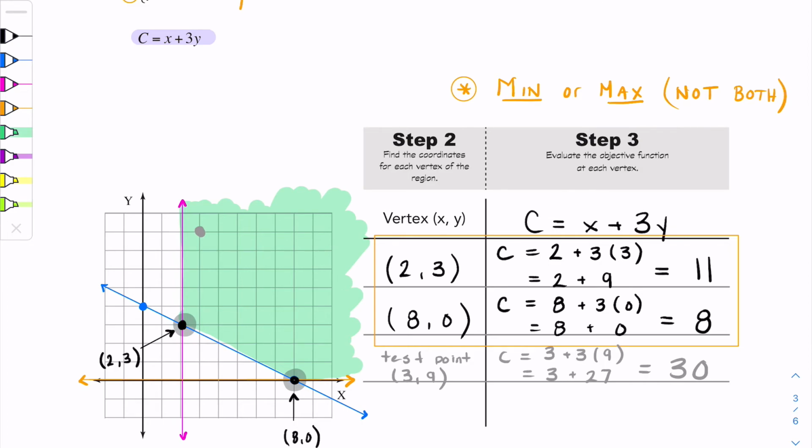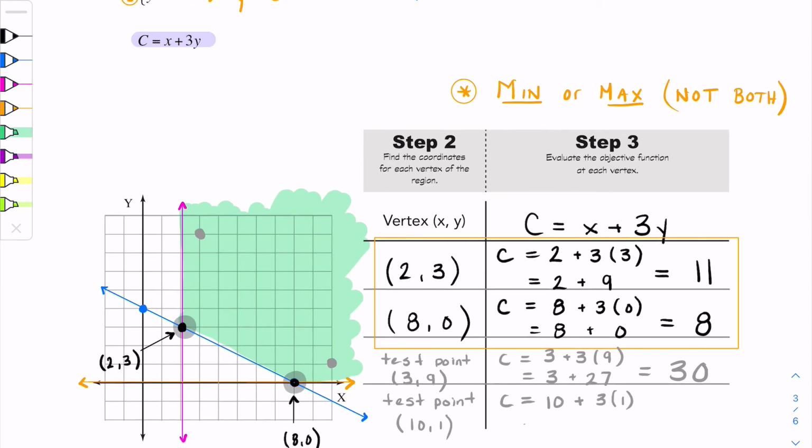I'm going to do one other point. I'm going to pick this point here, and that point is at 10, 1. At 10, 1, the objective function would be evaluated at 10 plus 3 times 1, or 10 plus 3. And this is equal to 13.